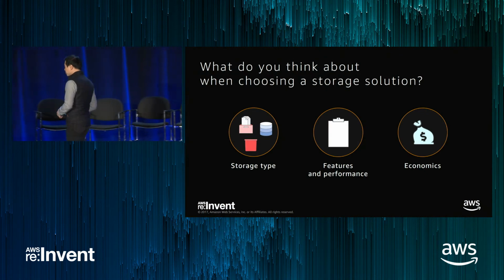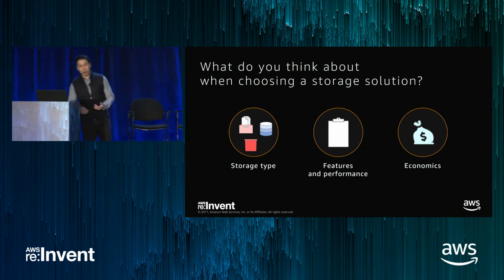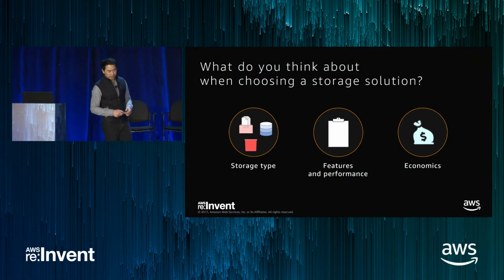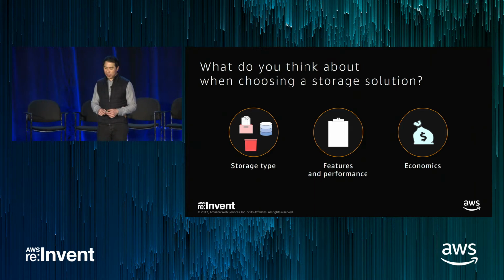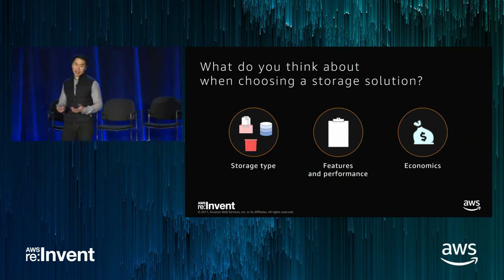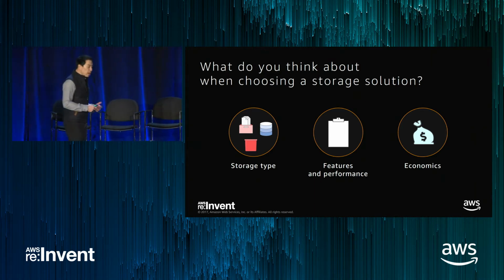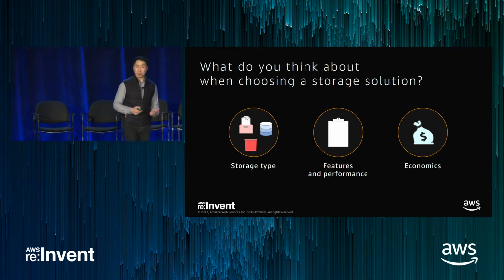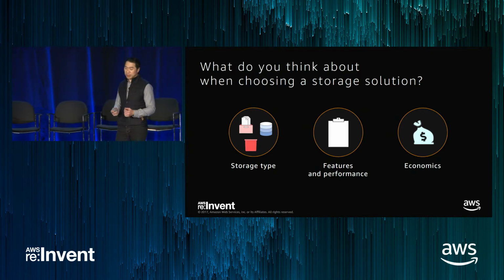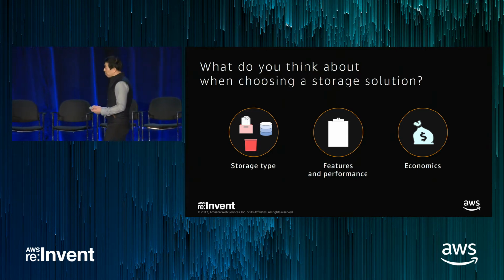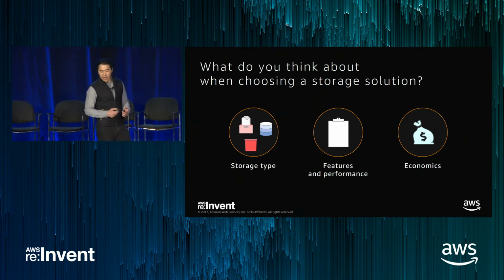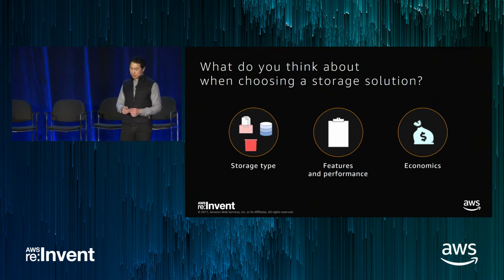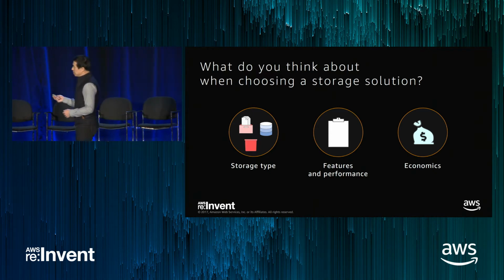So let's get started. What do you think about when choosing a storage solution? When you are thinking about selecting storage to use for your applications, there's 3 main things that you want to think about. One is, what type of storage makes the most sense for your application? They have different characteristics, different semantics, different interfaces, different permissions models. You also have different features and performance characteristics. And lastly, you want to consider the economics of what you're considering. So let's talk about each of these.